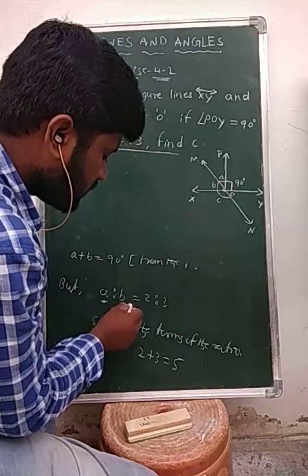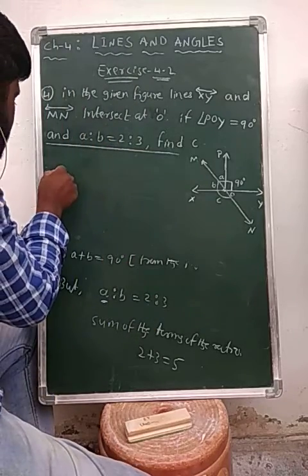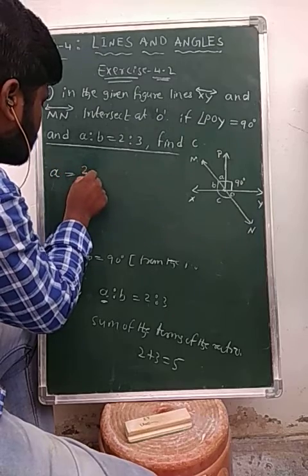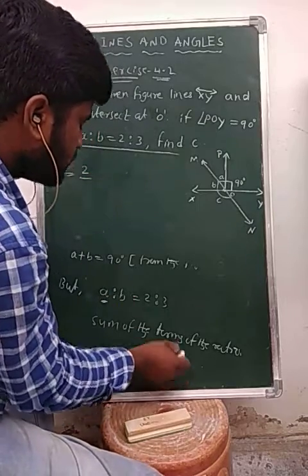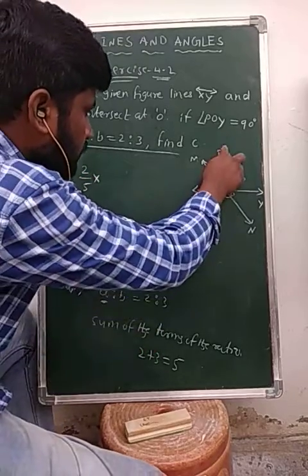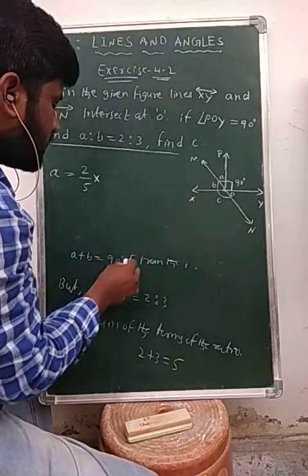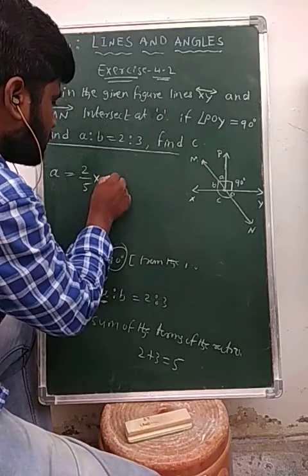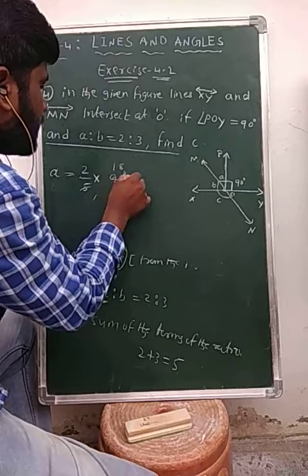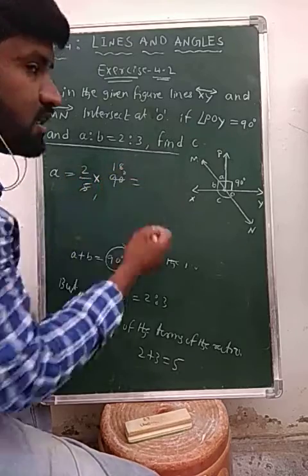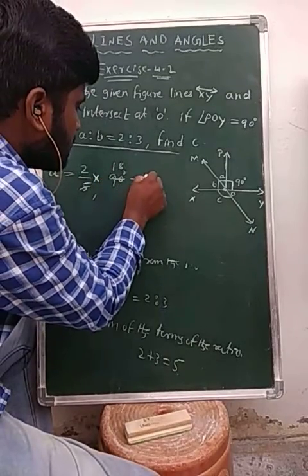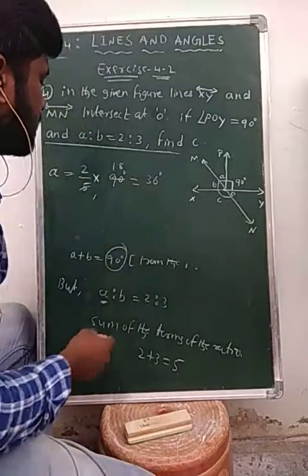A's corresponding ratio term is 2. If you want A, A is equal to 2 by the sum of the terms of the ratio, that is 5, into POX, that is nothing but A plus B, into 90 degrees. 5 ones are 5, 18s are 2 into 18 degrees, that is equal to 36 degrees.